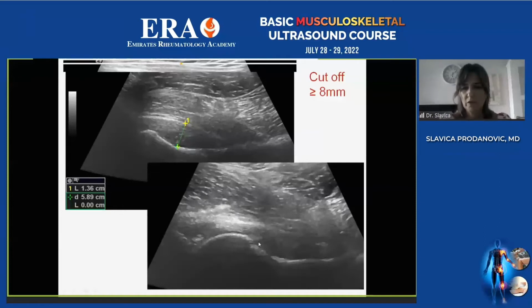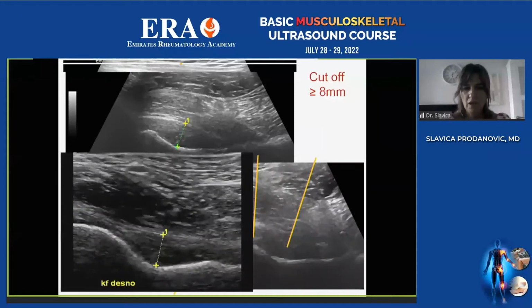Another fluid within the joint recess, and calcification as well, and another distension of the joint capsule.